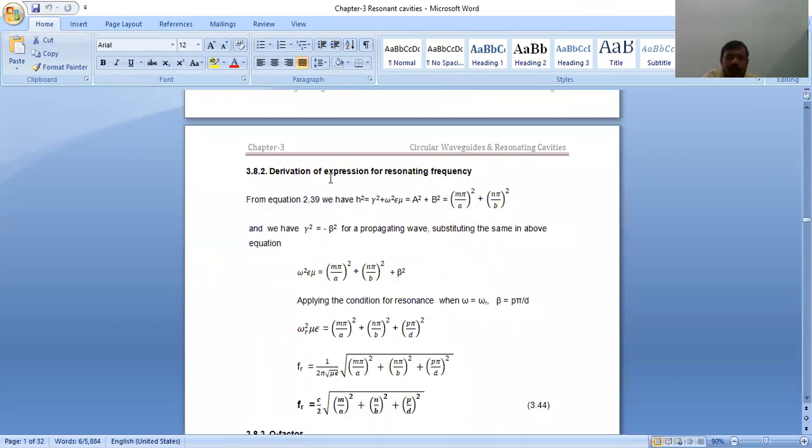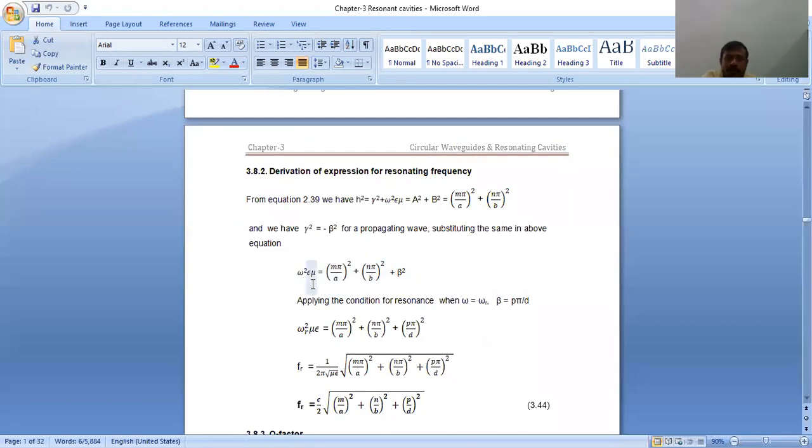Same as our rectangular waveguide, h square is equal to gamma square plus omega square epsilon mu. Here I am taking the propagation constant, gamma is equal to alpha plus j beta. For wave propagation, alpha should be 0. So we have only gamma equal to j beta, so gamma square is equal to j square beta square. j square is minus 1, so gamma square is minus beta square.